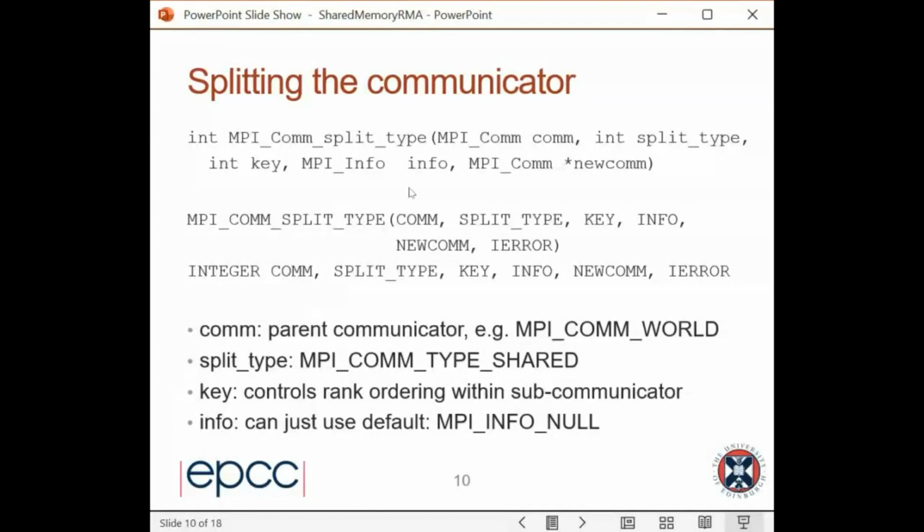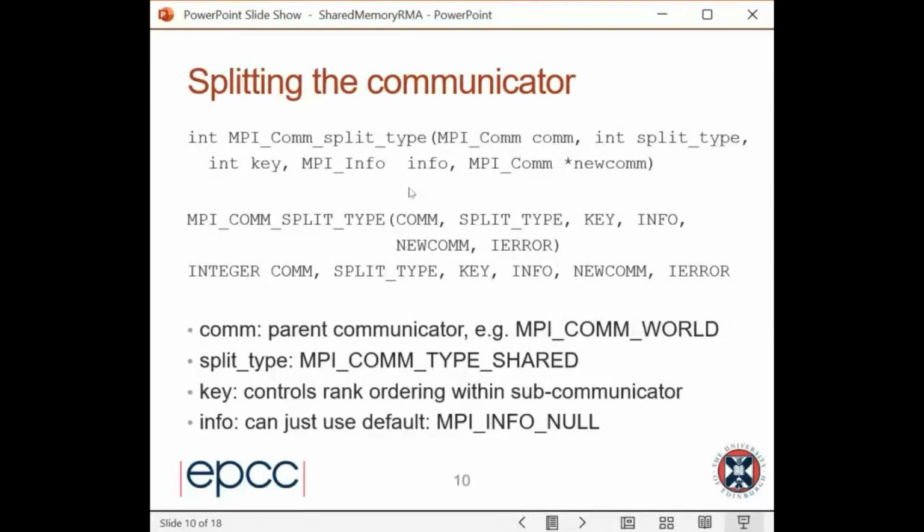So you give it an input communicator. You specify the split type, which here is always going to be MPI_COMM_TYPE_SHARED. You specify a key. The key is the tiebreaker; the key defines the ordering of the ranks in the subcommunicator. So I always pass my rank there. There's some info, which I've never used. It's basically a hint thing, and you get back a new comm. So the key controls the rank ordering within the subcommunicator.